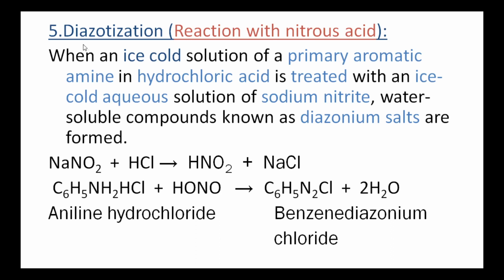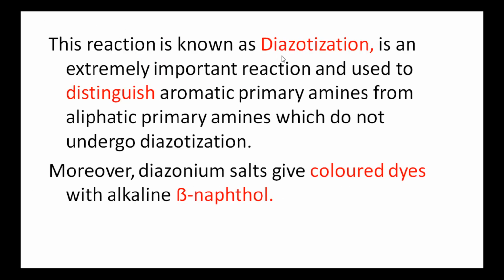This reaction is known as the diazotization reaction, which is an extremely important reaction and used to distinguish aromatic primary amines from aliphatic primary amines. Since aliphatic primary amines do not undergo diazotization, only aromatic primary amines undergo diazotization on reaction with nitrous acid. Moreover, these diazonium salts are very important and form colored dyes on reaction with alkaline beta naphthol.